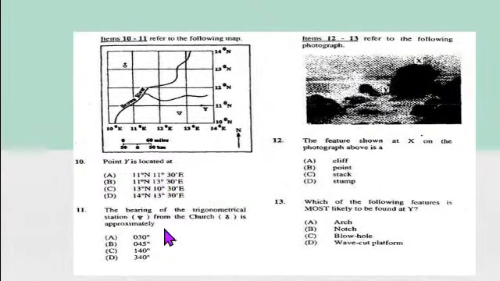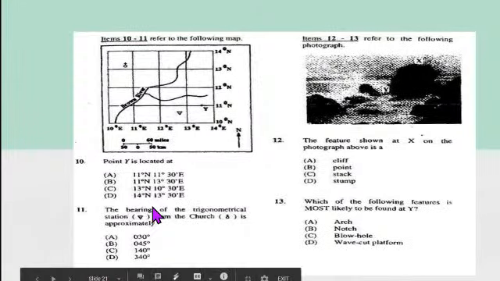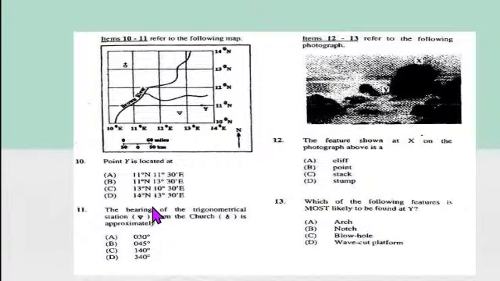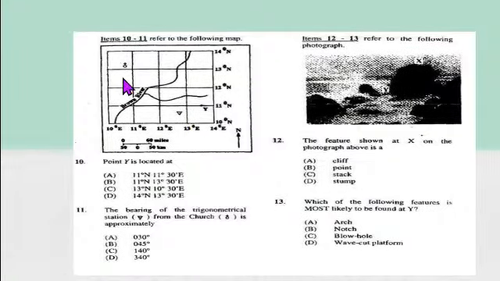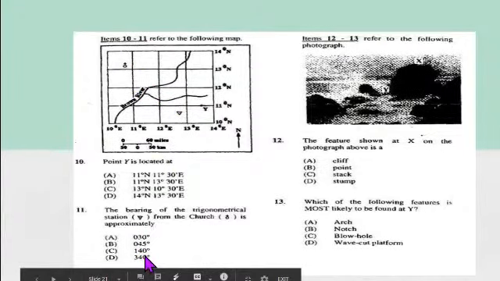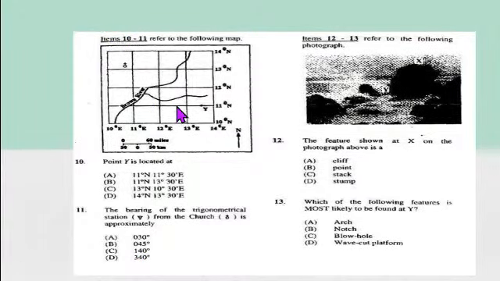The bearing of the trig station from the church. Bearing of the trig station from the church is approximately. So trig station from the church. So that means our starting point is over here. We draw our north-south line. All right, so it is greater than 90 degrees. Can't be 340 because 340 would have been on the other side. So we would go with 140, which would have been letter C. So 11 is letter C.